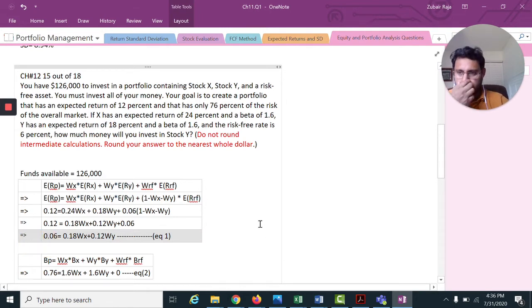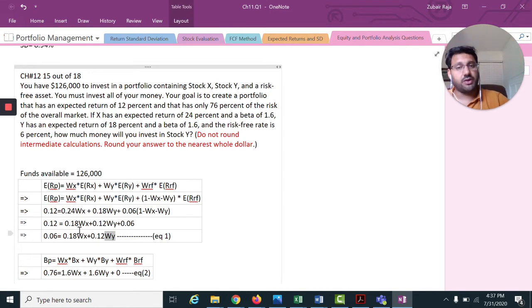Now look, if we want to find WX and WY, first we have to find WY actually. How much money out of $126,000 we need to invest in stock Y, meaning the weight of stock Y. How much percentage of the portfolio is invested in stock Y? So we want to find this WY. In order to get that, we have to eliminate this WX, and we can do it if we have another equation, and we should be able to simultaneously solve this system of equations, where we will be able to cancel the WX so that we are left with only WY.